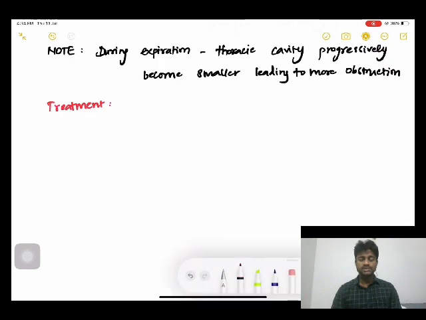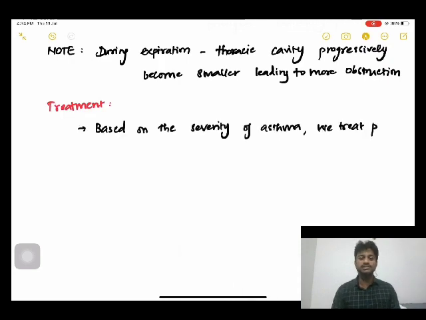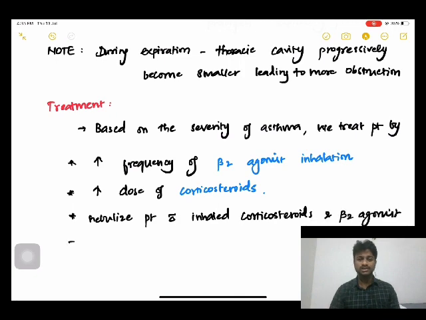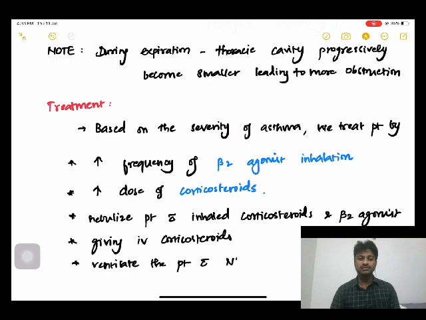Whenever a patient presents with an asthmatic attack, based on the severity of the attack, we can treat the patient with one among the following options. We can increase the frequency of beta-2 agonist inhalation. We can increase the dose of inhaled corticosteroids. We can nebulize the patient with inhaled corticosteroids and beta-2 agonist. We can give IV corticosteroids. We can ventilate the patient with NIV or mechanical ventilation.